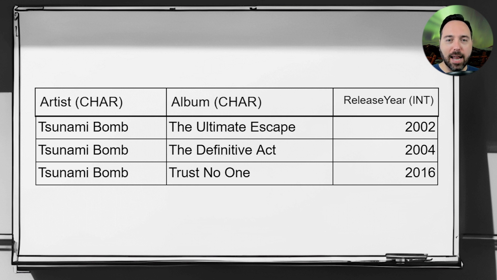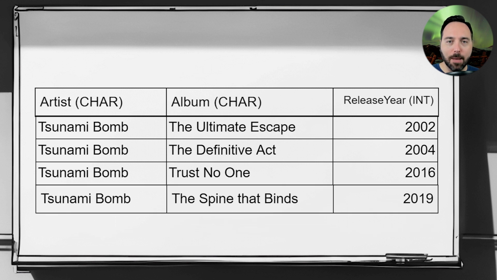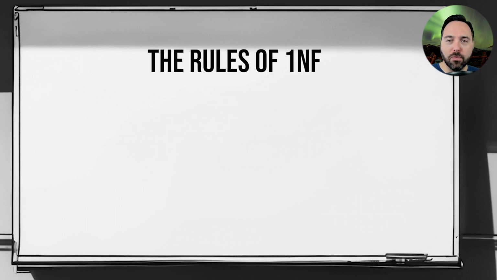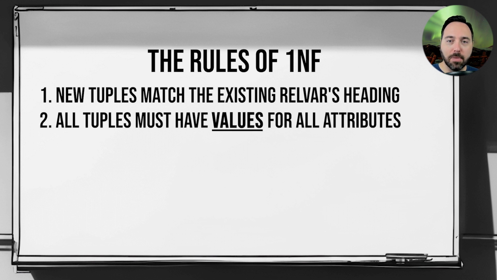If I want to add a new tuple to this relation's body, I need to make sure that it too follows the rules of the relvar's heading. I can perform those checks, see that they do in fact match up, and introduce this tuple to the relation's body. There are a few rules around first normal form that follow from its academic depiction. The first rule is that new tuples must match the existing relvar's heading. Second, all tuples must have values for all attributes.